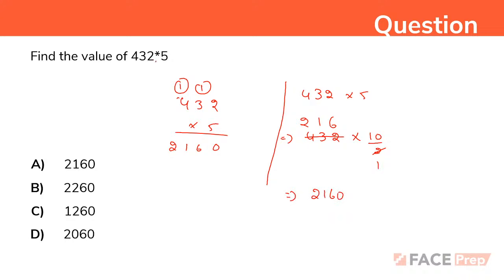So yes, we can also split it as 400 plus 30 plus 2 into 5. But again, that will be slightly more complicated than this, right? As I said already, you have to figure out which method will take you less time. You might have 2 or 3 methods in your mind, but you have to figure out which method will take you less time by looking at the numbers, and then come up with the process.